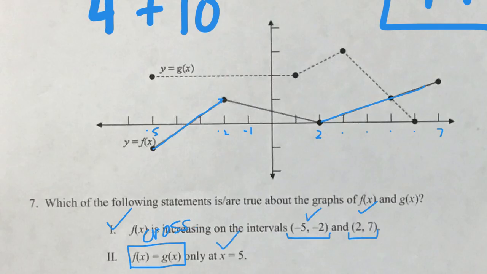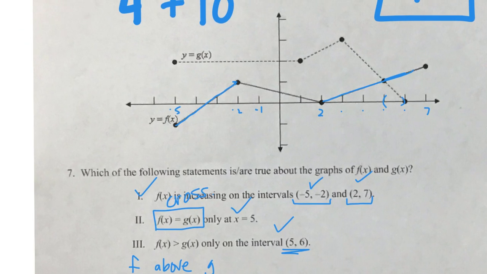That one's true also. f of x is greater than g of x. That means the f graph is above the g graph only on the interval from 5 to 6. So let's see, here's 5 to 6. Yep, looks like the f graph is in fact above the g graph. So I would say all of those statements are true. Okay, so those are all going to be true statements about your graph.